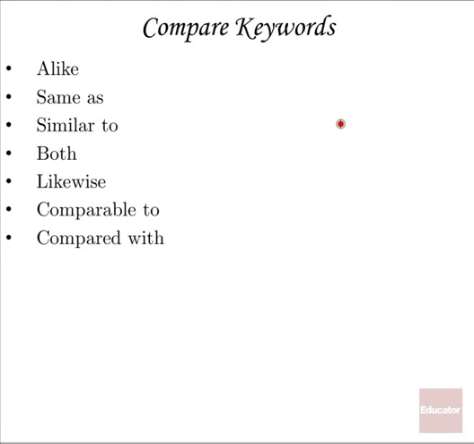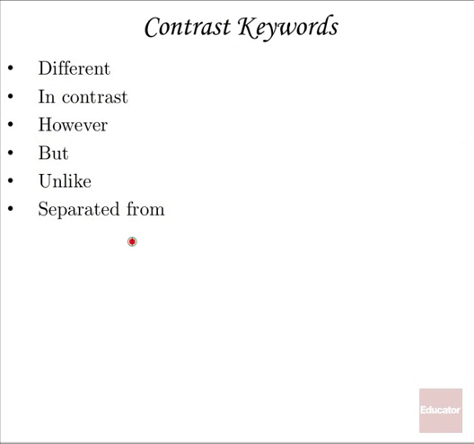There is a list of compare keywords and a list of contrast keywords. Once again, compare is when you're talking about how things are similar. Contrast is when you're talking about how things are different. Feel free to use these in your own writing. Alike, same as, similar to, both, likewise, comparable to, compared with. These are all compare keywords. They talk about how things are like other things. Contrast keywords: different, in contrast, however, but, unlike, separated from. Feel free, once again, to use these in your own writing.